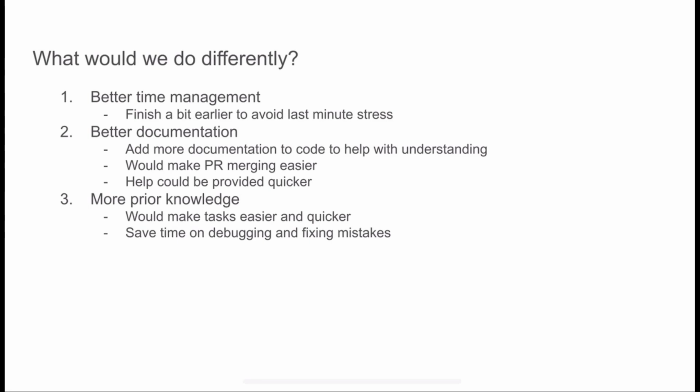What we could do differently was, to begin with, we could have somewhat better time management. Another thing we could work on is adding better documentation to our code, because another thing that could be improved is that there could be more prior knowledge on the actual tasks that are being done, and this would make tasks easier and quicker, and it would save time on debugging and fixing mistakes.